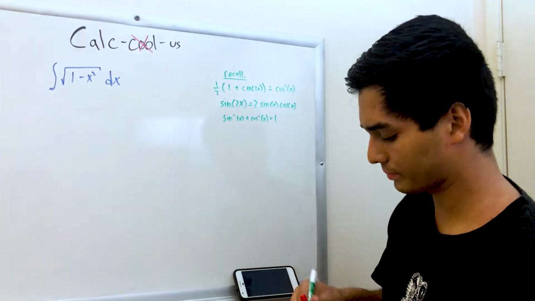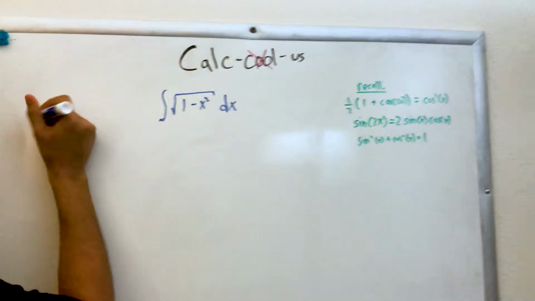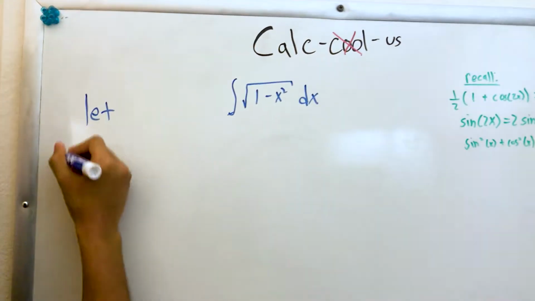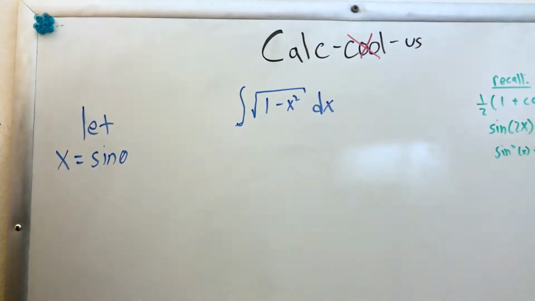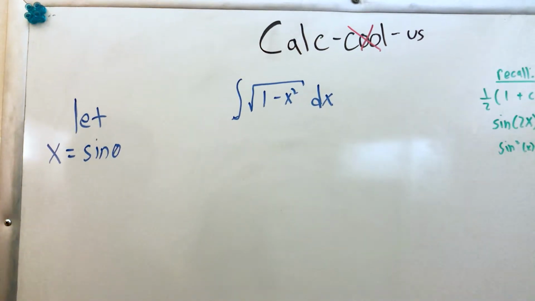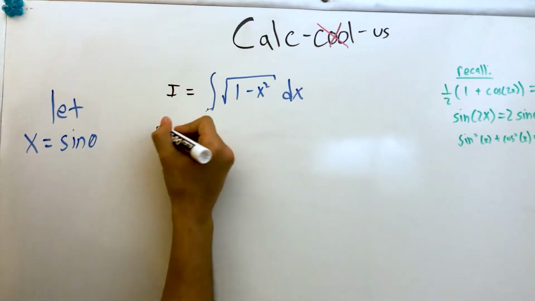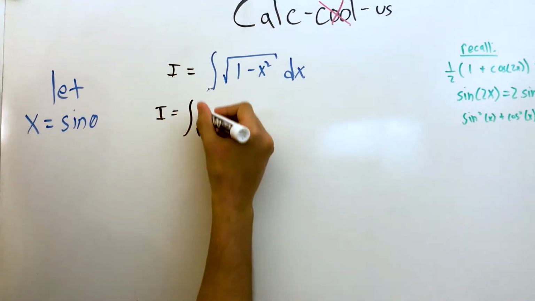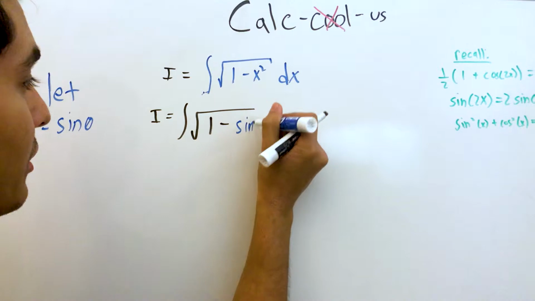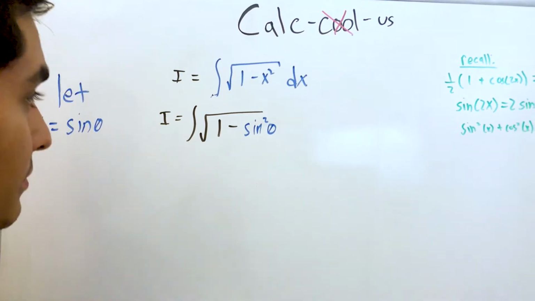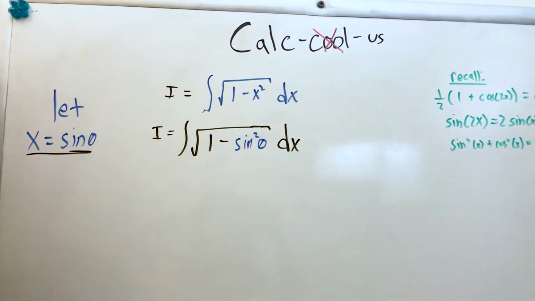So the trig sub we're going to do is, trust me on this one, let x equal sine theta. Alright, so let's replace that. Let's call this integral I. Then I is going to be the integral of square root of 1 minus sine squared theta, and add the dx. So we have square root of 1 minus sine squared theta dx.